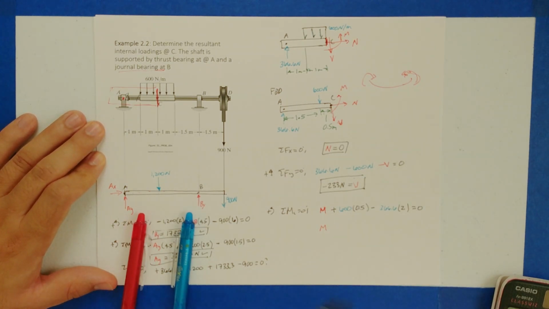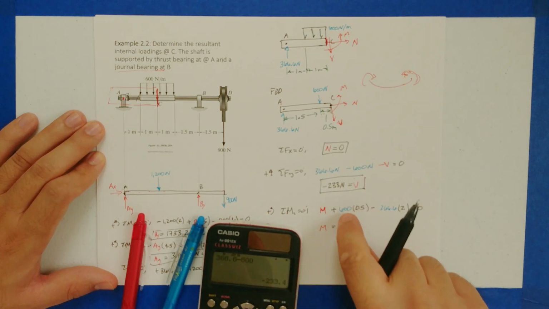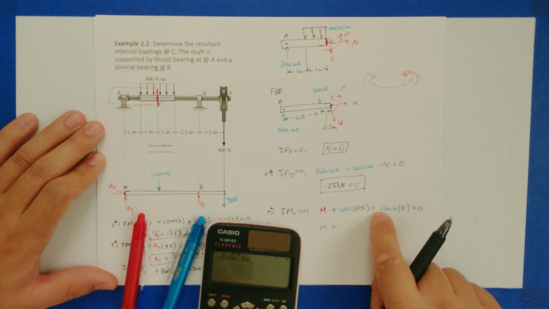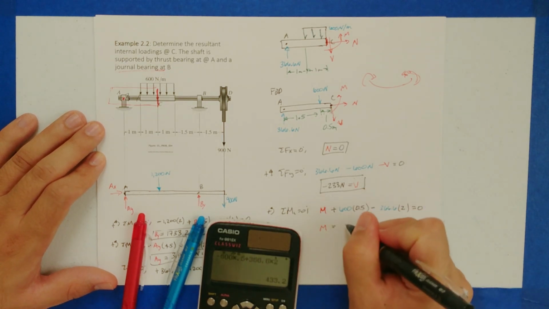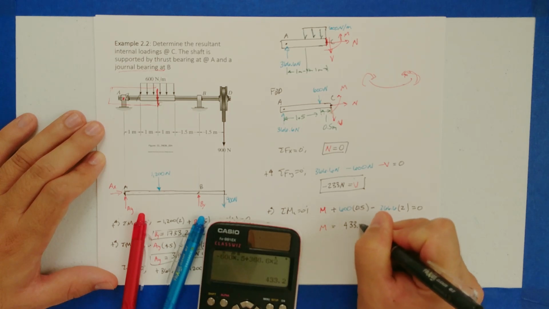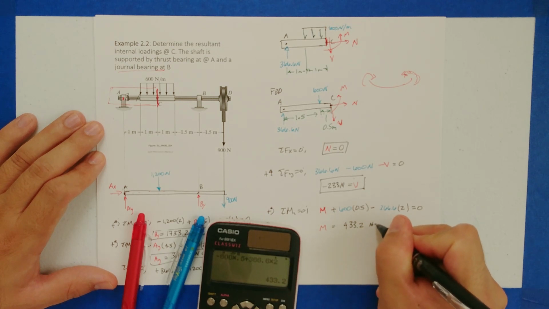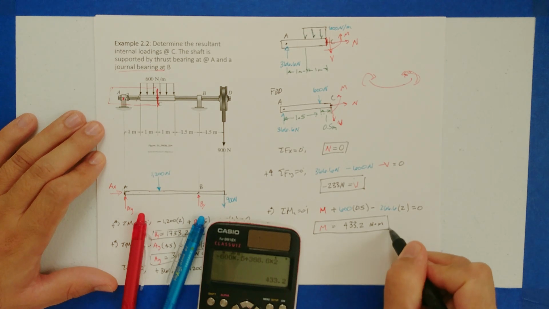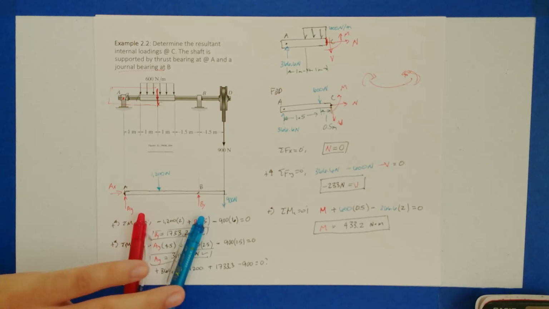When we solve for M in this case, I'm going to move all of this to the other side. So I'm going to have negative 600 times 0.5 plus, because I'm moving it to the other side, plus 366.6 times 2. And the number that I get is 433.2. What are the units? Well, we're working with forces in newtons and distances in meters. So there we go, 433.2 newton meters. And we have the internal loads.